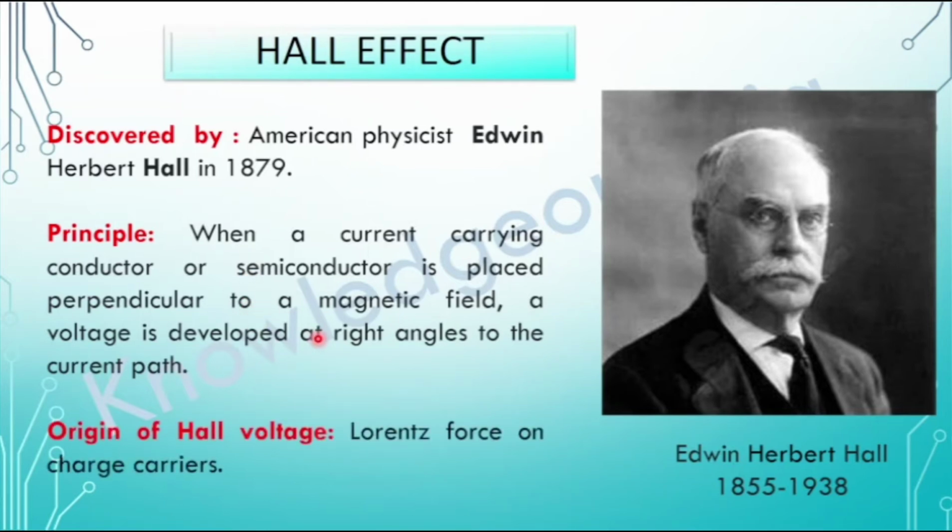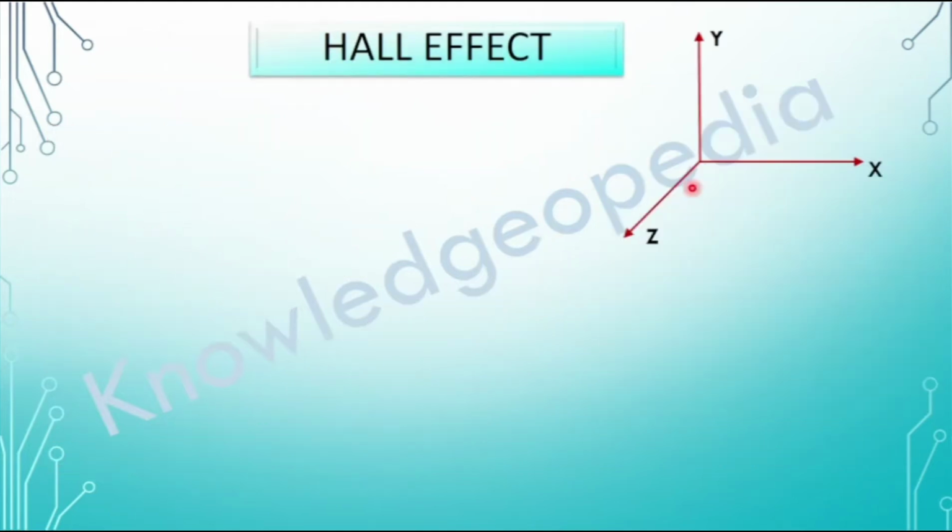This current or the voltage arises due to the Lorentz force acting on the charge carriers moving inside the conductor or semiconductor. To understand this concept, I have considered this coordinate system. This direction I have taken as x, this direction I have taken as y direction, and this as the z direction. First, we'll look into an N-type semiconductor.